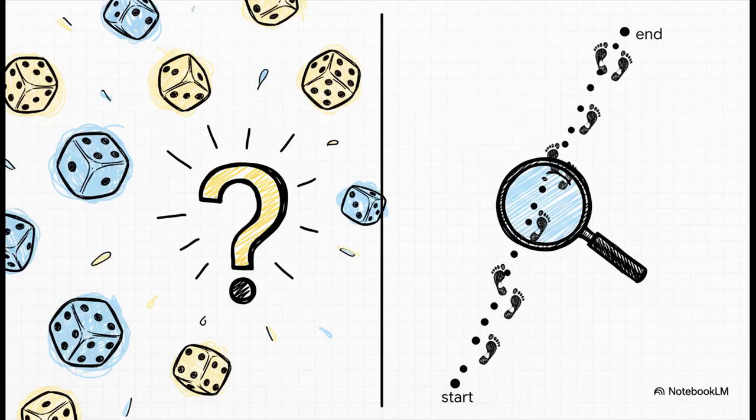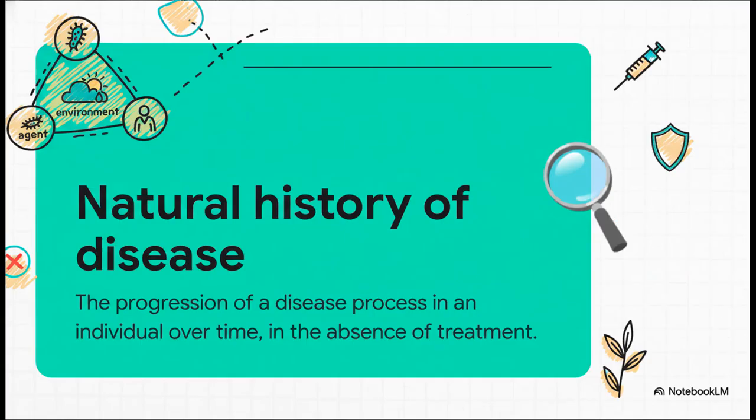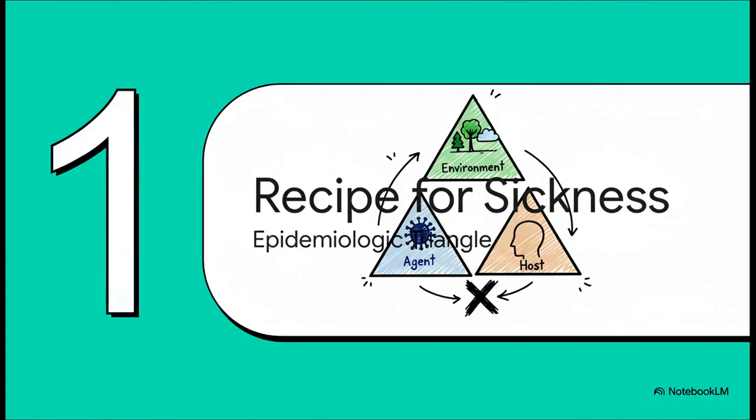Well, it turns out it's not random at all. Getting sick isn't just a case of drawing the short straw. It is a predictable process, a series of events that you can actually map out and understand. And there's a name for this, the natural history of disease. It's a bit of a formal term, but all it really means is that every illness has a typical path it follows, from the very beginning to the very end if we don't do anything to stop it. And understanding that path, that's the whole key to prevention. Okay, so let's get into it.